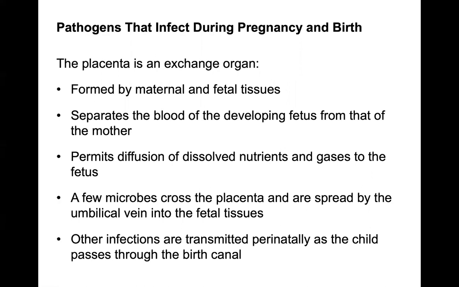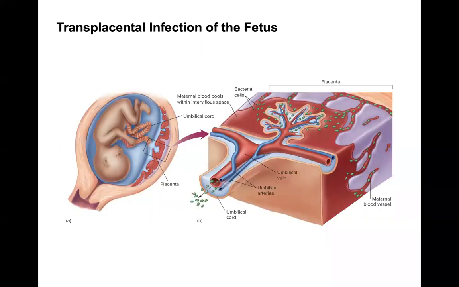The placenta is an exchange organ between the fetus and the mother. It's formed by maternal and fetal tissues. It separates the blood of the developing fetus from that of the mother. It also permits diffusion of dissolved nutrients and gases to the fetus. A few microbes can cross the placenta and are spread by the umbilical vein into the fetal tissues. Other infections are transmitted perinatally as the child passes through the birth canal. And here you can see, placental transmission there.